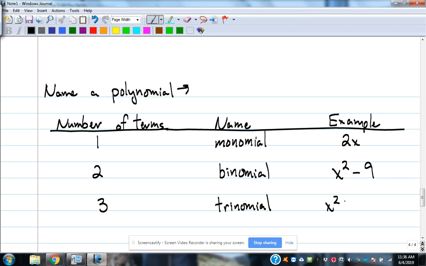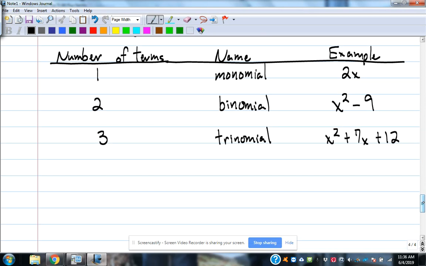Something like x squared plus 7x plus 12. It's a good example of a trinomial. Anything bigger than that, if it's got 4 terms or more, we're just going to use the generic term polynomial. You rarely will hear a mathematician use something like a quadrinomial or a quintinomial. You don't hear anybody use that. Anything that's 4 terms or bigger, you're just going to use polynomial.